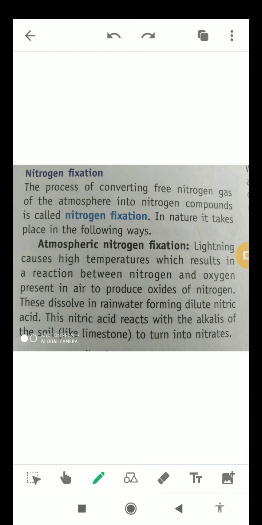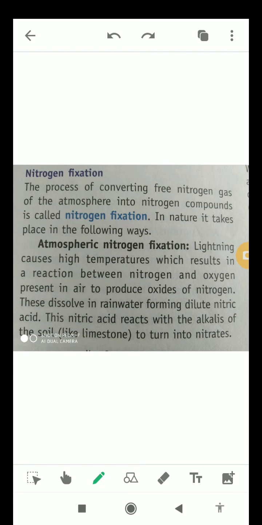Number one is atmospheric nitrogen fixation. As the name suggests, it is the nitrogen which is fixing in the atmosphere. How does it fix? Let's see. As we all know, lightning in the sky causes high temperatures, and that results in a reaction between nitrogen and oxygen, which are present in the air, to produce oxides of nitrogen, and these later on dissolve in rainwater to form dilute nitric acid.